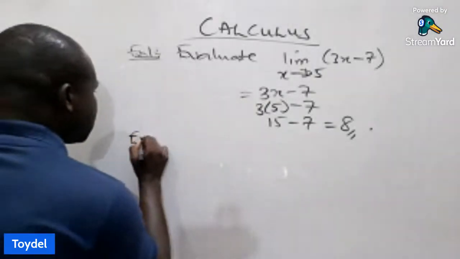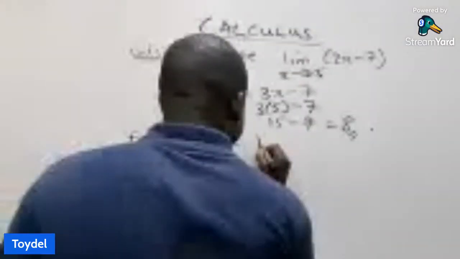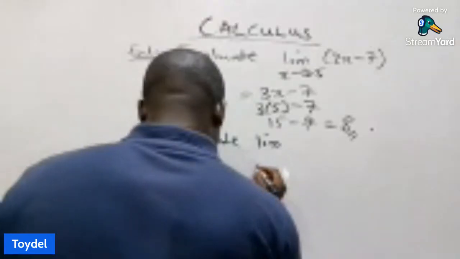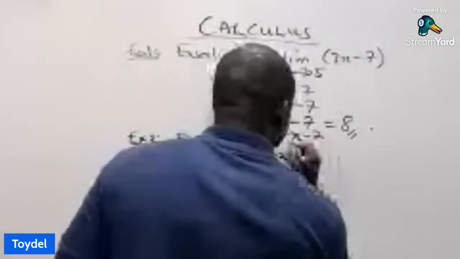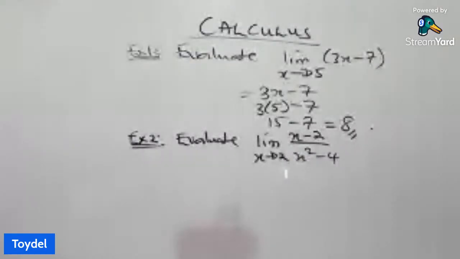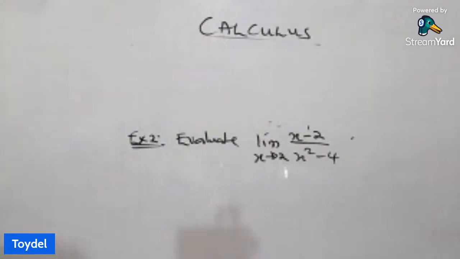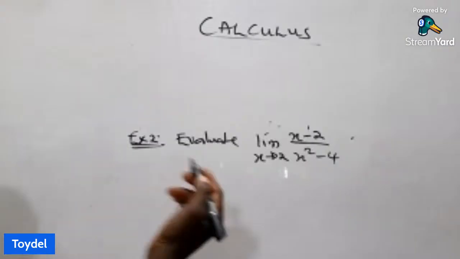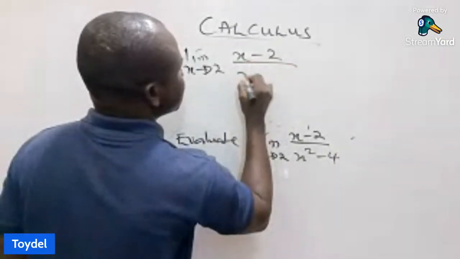Let's take another example. Under limit of a function, if you have evaluate, you can have something like this: limit as x tends to 2 of x minus 2 over x squared minus 4. So let's look at this form of a fraction. What do we do when we have the problem in form of a fraction? It's also simple and straightforward. Just say limit as x tends to 2, x minus 2 all over x squared minus 4.